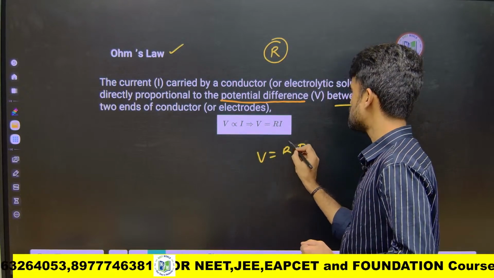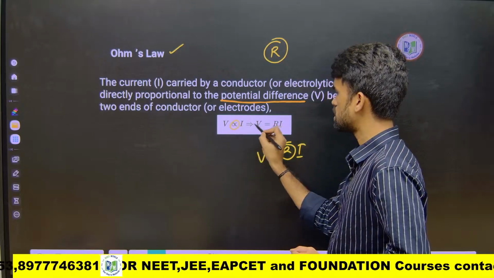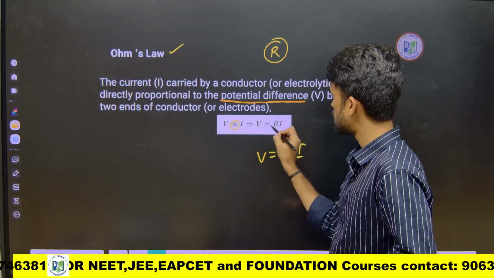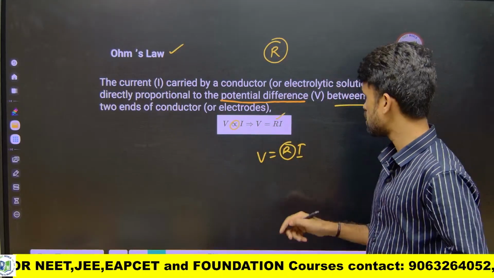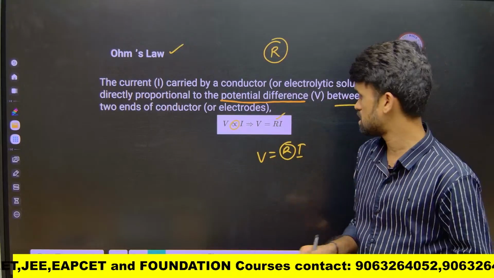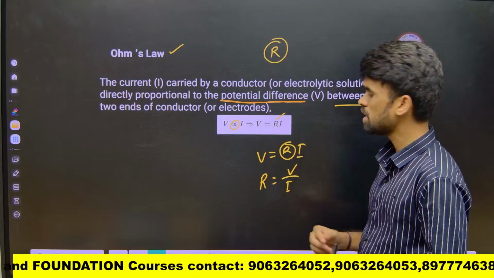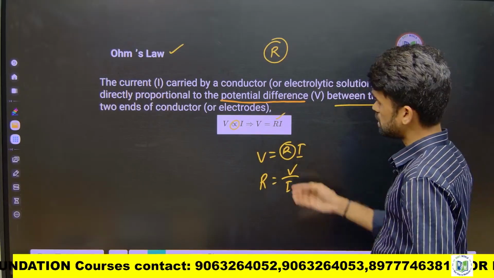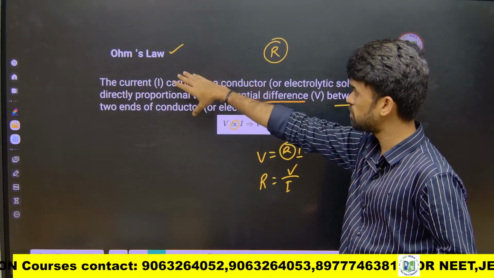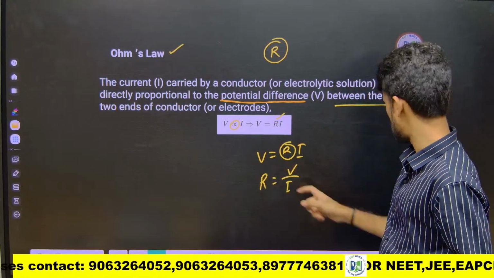Here R is just a proportionality constant. They removed the proportionality sign and replaced it with R. So what do they call that R? Resistance. So resistance is taken as V by I. You have studied this in physics, but we need to study this resistance here.